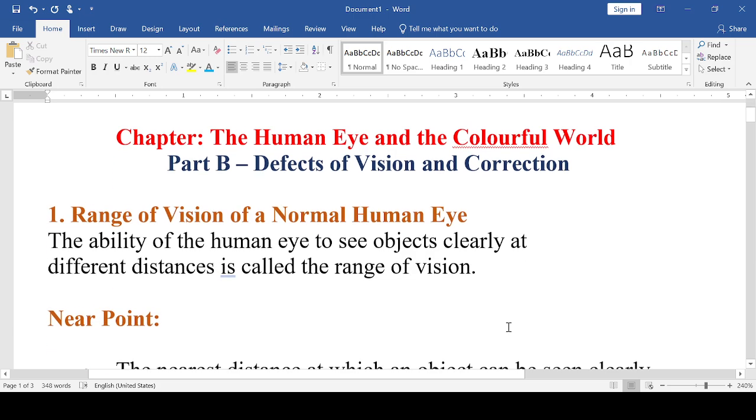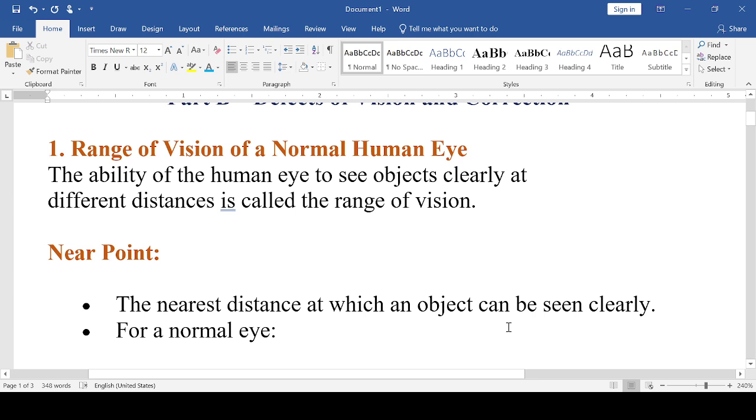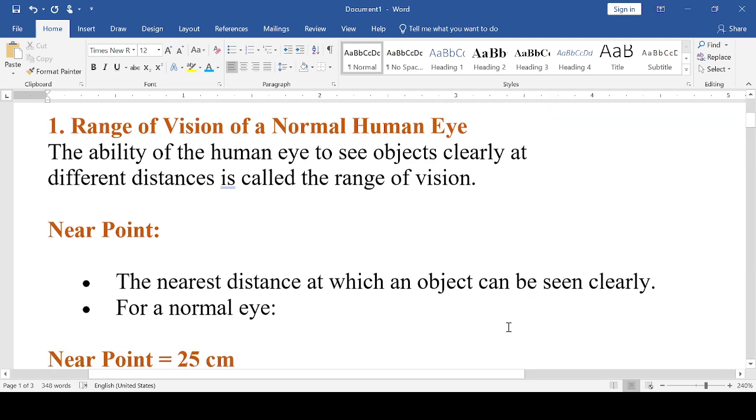So, range of vision of a normal human eye. What is the range? What do you mean by it? The ability of a human eye to see objects clearly at different distances. When the object is placed at different distances, how the object is visible to your eye. That is the ability of the human eye to see objects, which we call the range of vision.